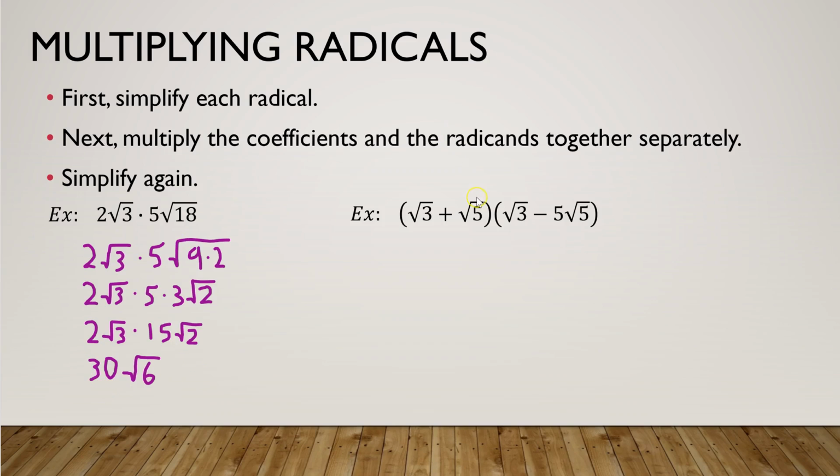Now I'm going to do a second example over here. For my first step of simplifying the individual radicals, I don't see anything that I can break down the radicands of 3 or 5 by. So I'm not going to have to worry about that step on this one. I'm going to go straight on to the multiplying step.